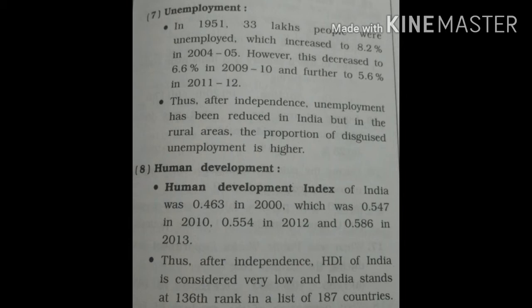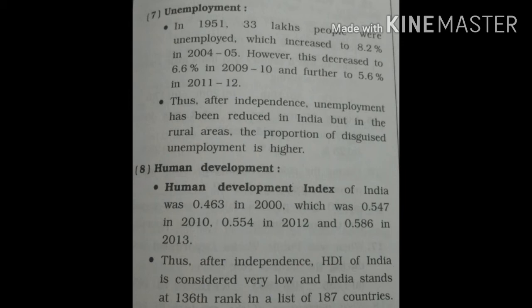Eighth is human development. Average life expectancy, literacy, gender ratio, infant mortality rate, etc. are various indices that measure the human development. On studying these characteristics, we can see that India stands at lower rank in human development over the world. One such index is the Human Development Index, HDI.